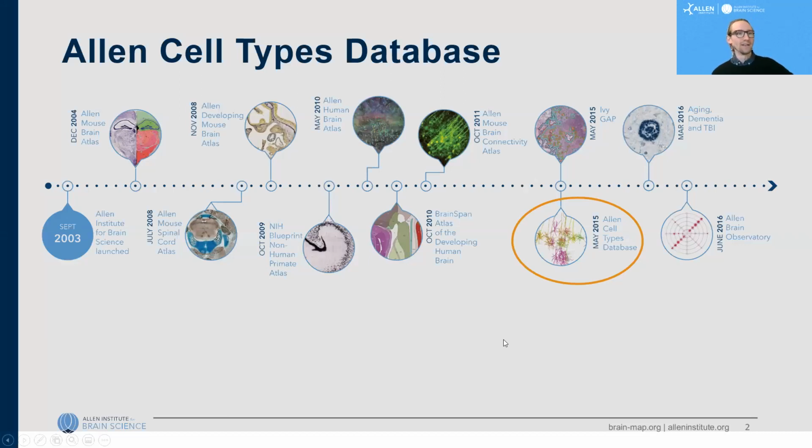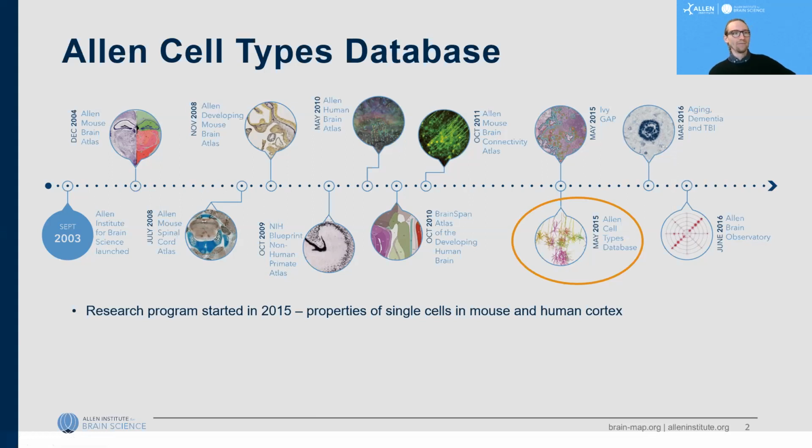So what is the cell types database? It's a research program, one of the more recent ones here at the Allen Institute, started in 2015, and shifting our focus from previously looking at large-scale anatomical atlases across the brain of mouse, to focusing down at the properties of single cells in mouse and human cortex, using those single cell properties to infer cell types. All of the data from this effort is released online with user-friendly access tools, so you can browse it and visualize the data in your web browser.